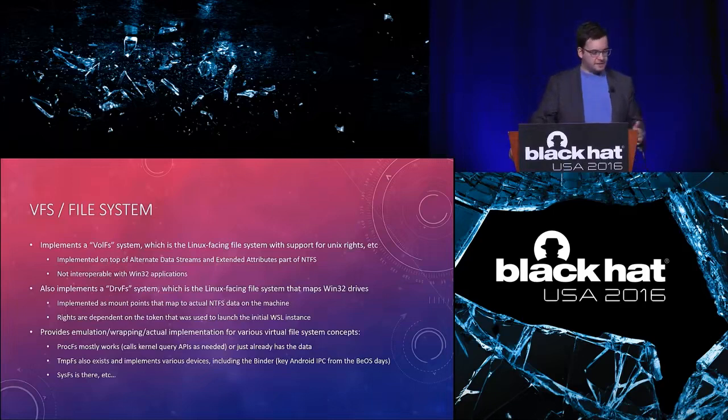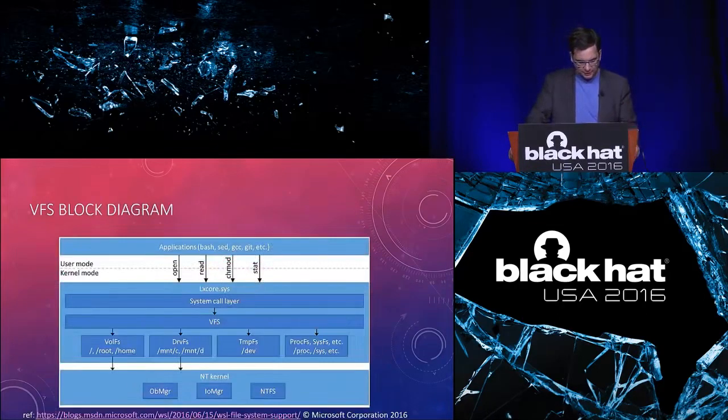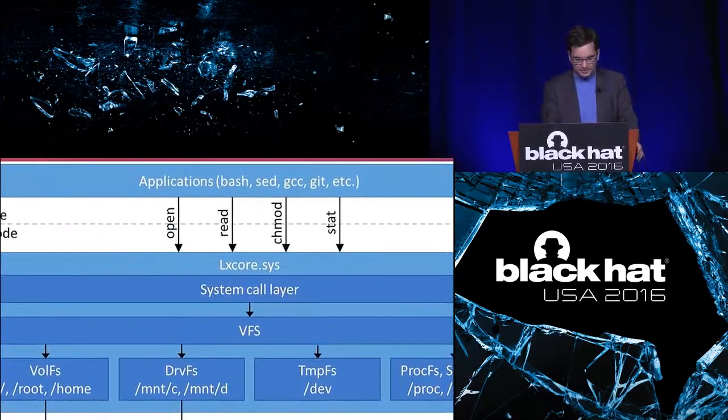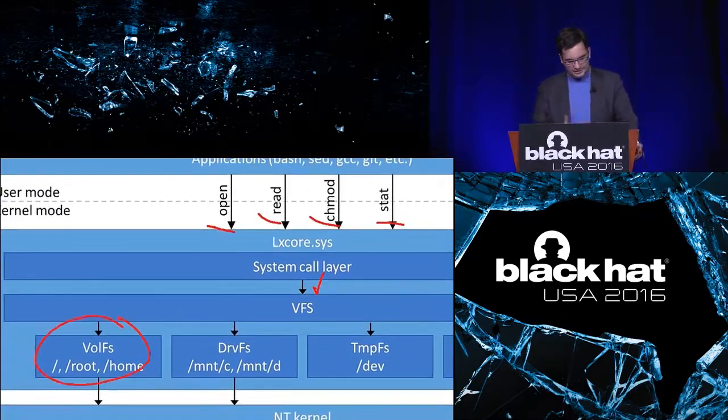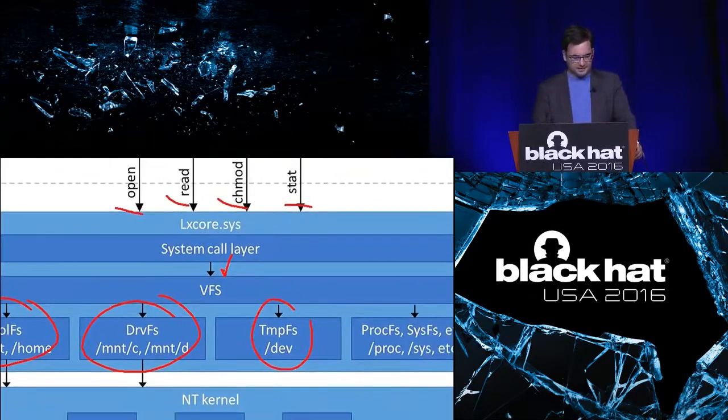And there's sysfs, of course. So the file system obviously is a big piece and another attack surface behind this. Microsoft, again, on their blog has a really good picture which shows you there's your Linux application, there's LX core, all the system calls implemented by the system call layer go down to VFS, and then there's your volfs, which is your Linux environment, your drvfs, which is your Windows mount points, and then tempfs, procfs, sysfs, etc.